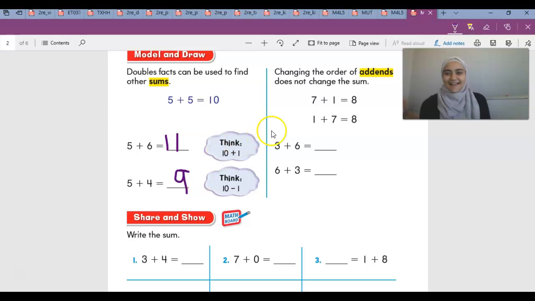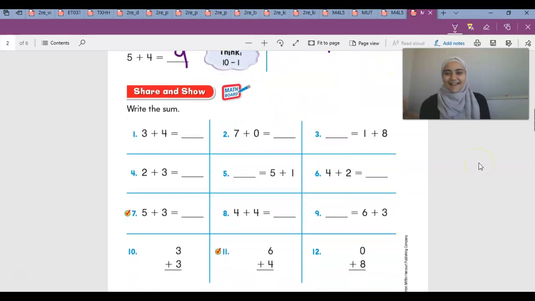So here it says changing the order of addends does not change the sum. So if I say 7 and 1 are the addends, 7 plus 1 is 8, and if I change the addends, 1 plus 7, that's still 8. Okay, so here we're going to try that again. 3 plus 6 is 9, very good. And also 6 plus 3 is 9, very good. So if I change the addends, the answer is still the same, but only when you add, okay? So you're going to go ahead and do these problems really easy.